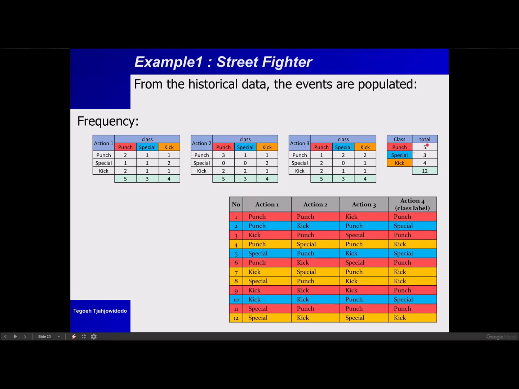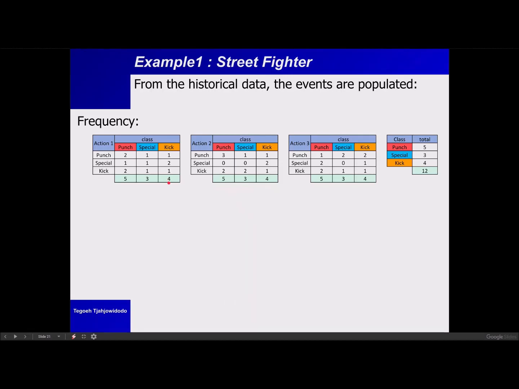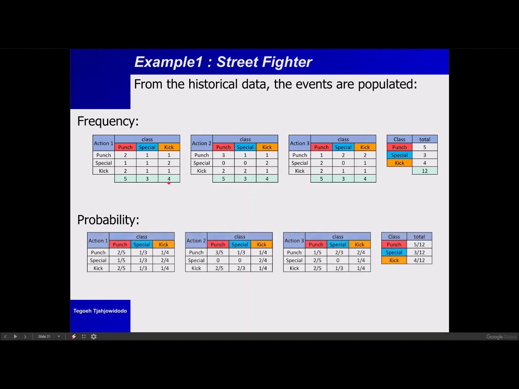So basically this 5 is this number, right? This 3 is this number, and 4 is of course this number, this, and this, right? And then what I will do next, I just convert this table into probability form. So for this, the total is 5, so the probability of this number will be 2/5, this will be 1/5, this will be 2/5. I do it for the rest, and then I will get this probability table.